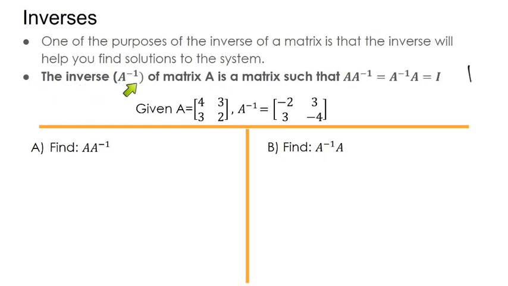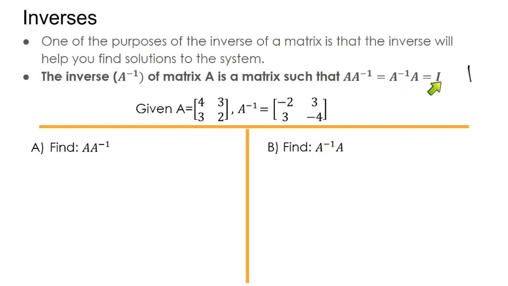The inverse, and we use this notation for an inverse, almost like with functions how we do an inverse. The inverse of a matrix is a matrix such that a matrix times its inverse is equal to the inverse times its matrix. In either direction, when you multiply those, you're going to get the identity as your product.